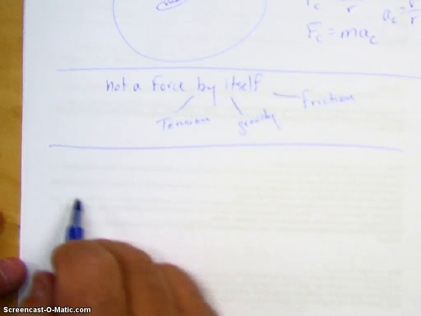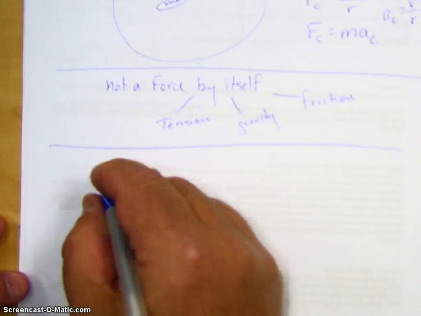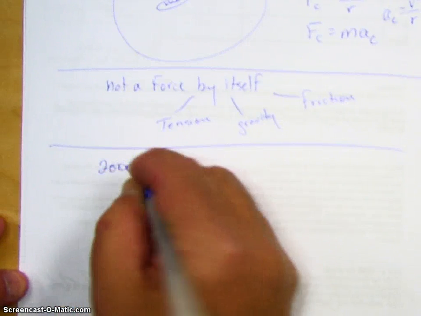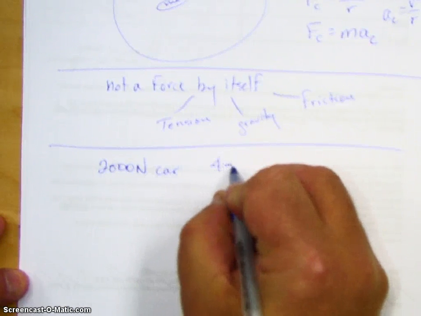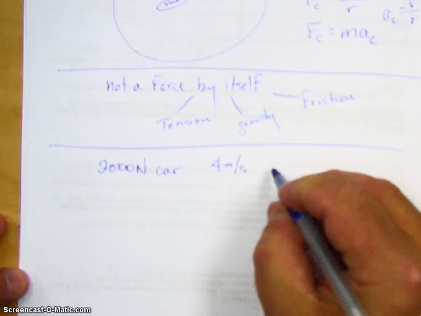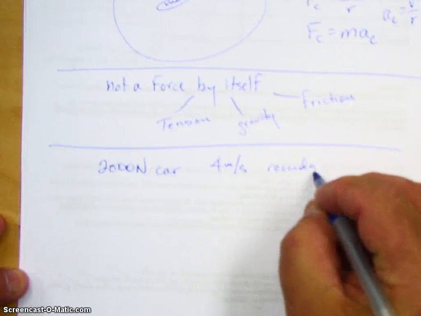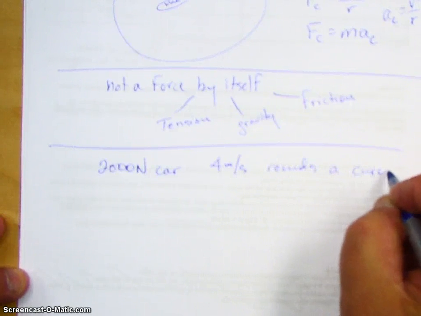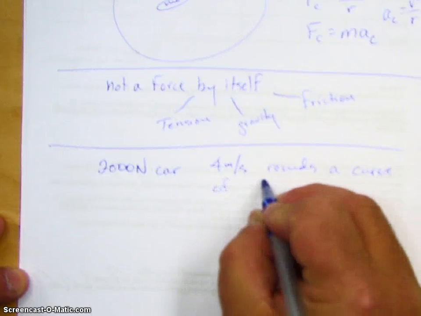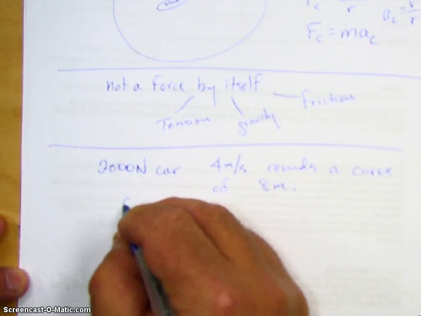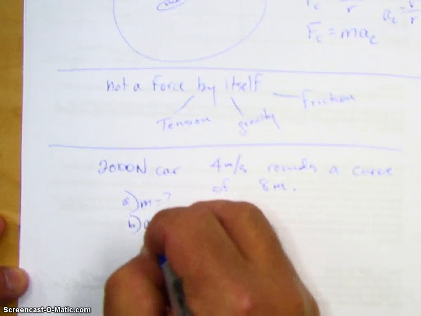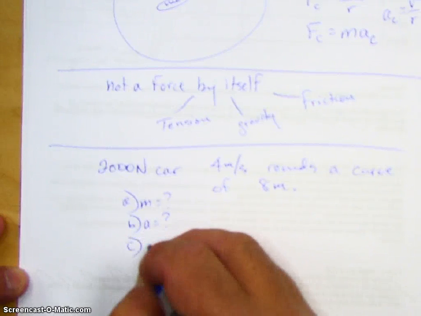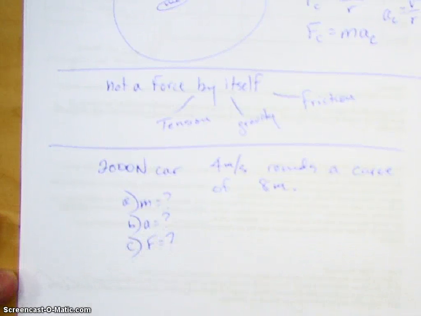Let's say, for example, that I have a 2,000 newton car, and it's driving at 4 meters per second, and it rounds a curve of let's say 8 meters. I want to know A, the mass. I want to know B, the acceleration, and I want to know C, the net force on the car. So let's go through and take a look at that.